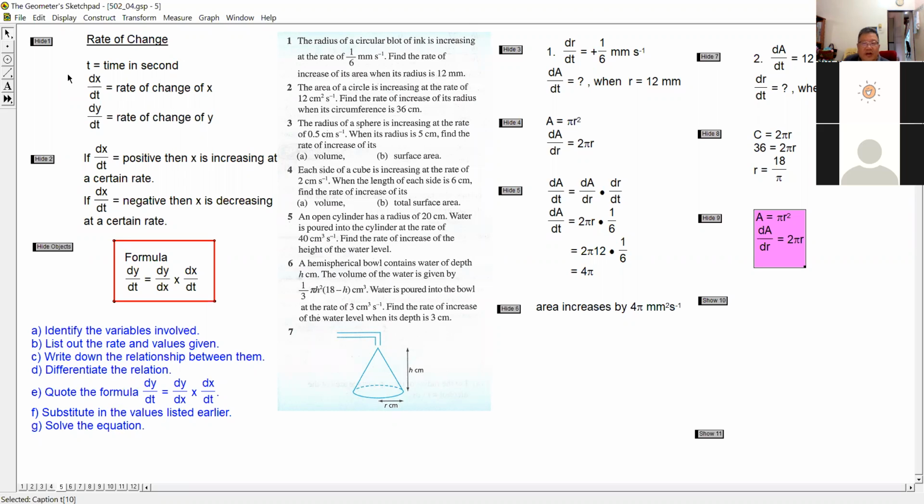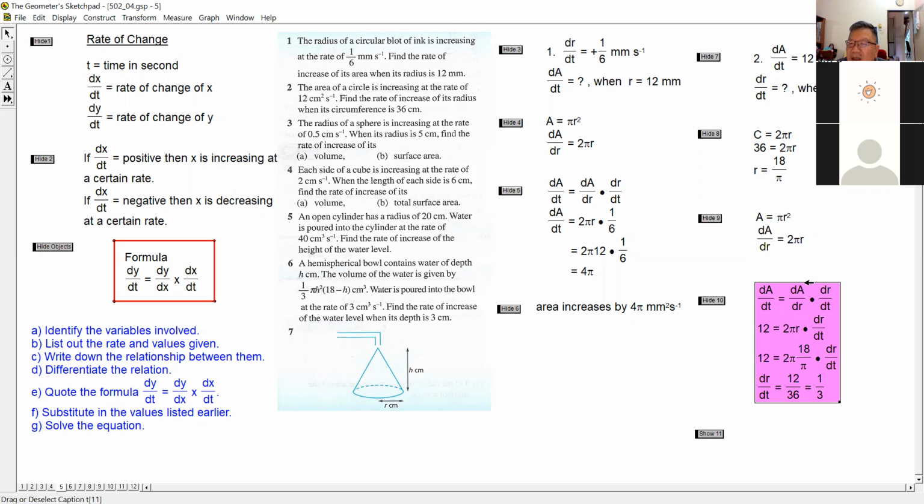Okay, so when you have differentiated, when you copy down the values, write the formula, differentiate, what is the next step? Quote the formula. Yes, which formula is that? dr over dt equals dr over dA times dA over dt. Okay, you can do something like that. Or I still continue with the formula just now: dA over dt equals dA over dr times dr over dt. I still use the same formula, but if you want to use the way that you told me just now, can also. But I use back the same formula.